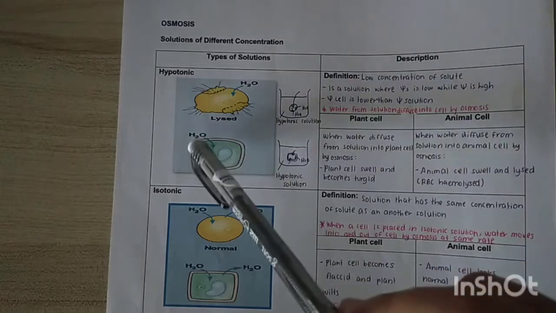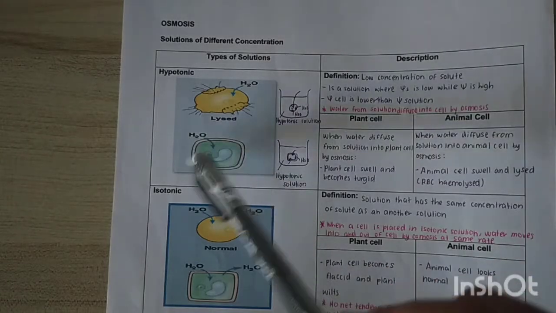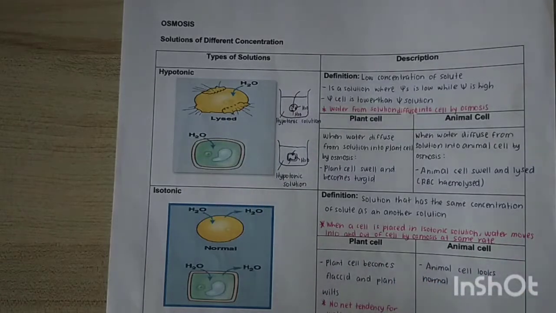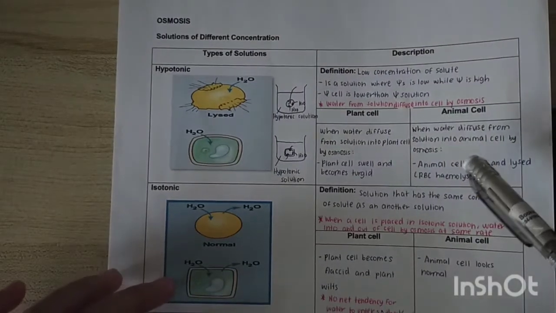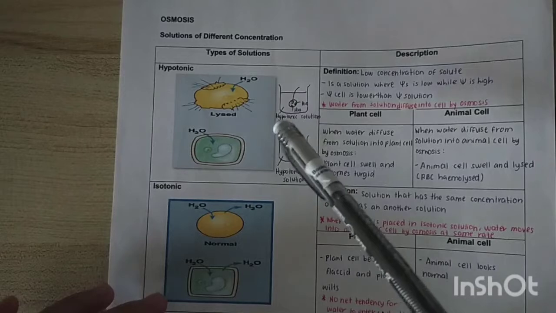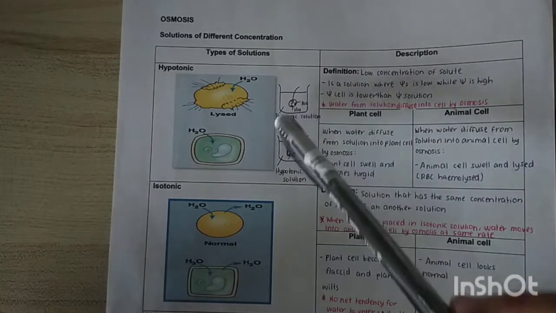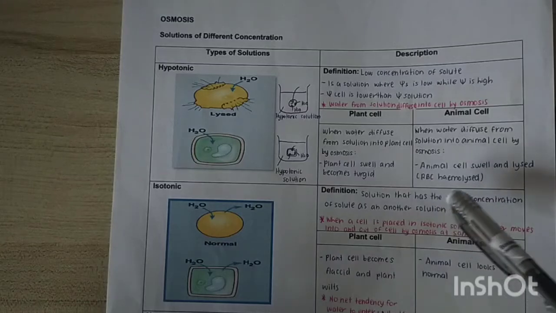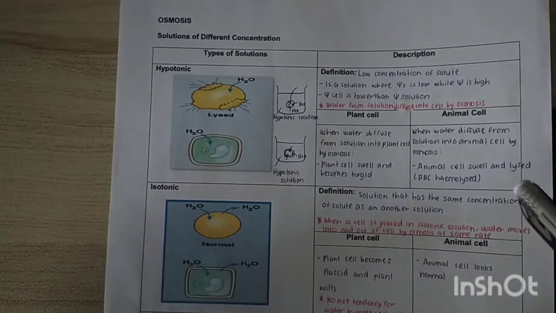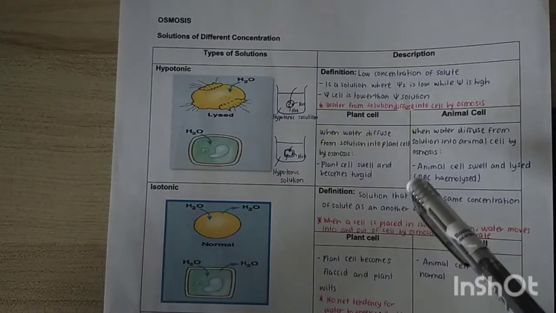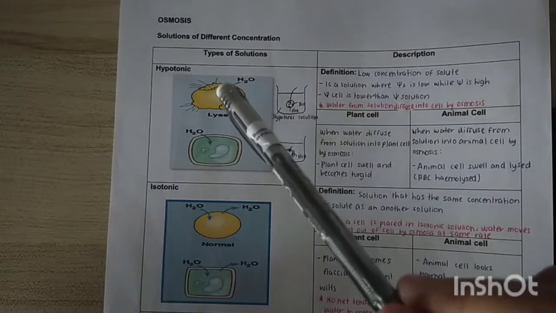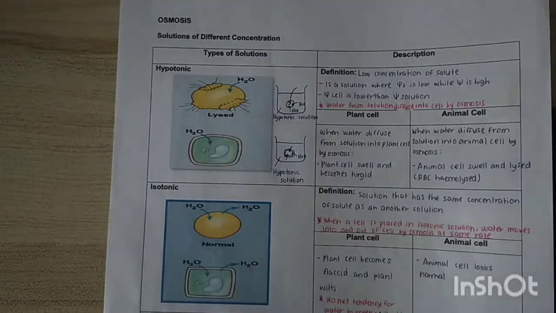So you look at this one. Water will diffuse into the plant cell. So what happened to this plant cell? It will swell and become turgid. But if you compare to animal cell, what happened when water diffuses from the solution into animal cell by osmosis? The animal cell will swell and lyse. So kalau untuk red blood cell, the term we call as hemolyse. Dia macam pecah lah, dia burst.